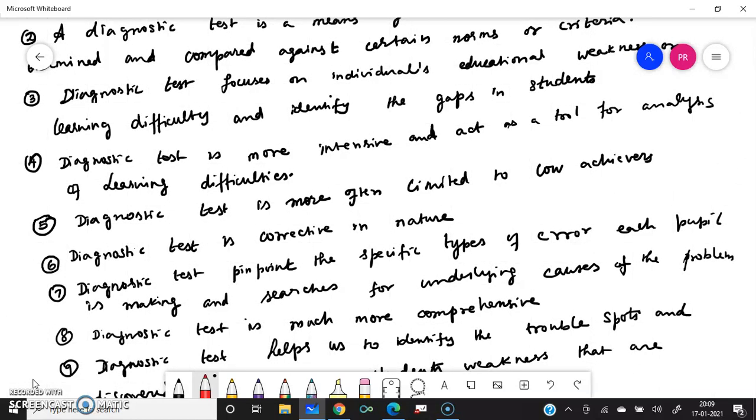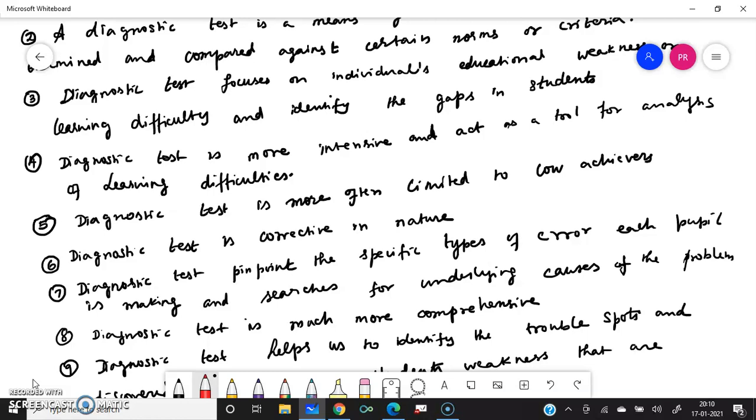Next, a diagnostic test is more intensive and acts as a tool for analysis of learning difficulties. So you give the test; for example, we have seen 0 minus 0, or 6 minus 0, 5 minus 0. The student has not done that particular type of sum. So you create questions which involve such items, where this type of question is added more. So it is more intensive in nature, and you analyze the test. So you understand by pinpointing the learning difficulties of the students.